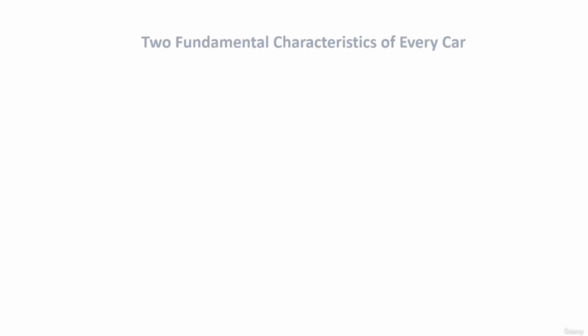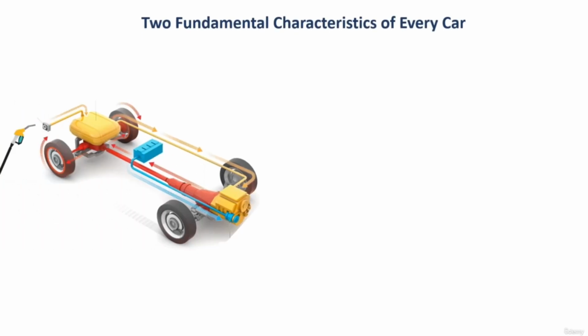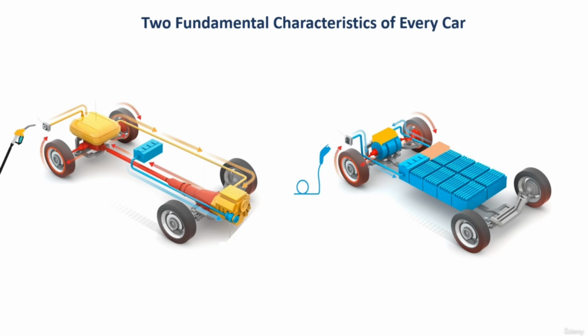In a sense, there are two fundamental characteristics that all cars have that you have to understand. If you do, as I said, everything else falls into place. The first fundamental characteristic is the energy storage. The second fundamental characteristic is the motor. Let's start with the motor. The motor converts potential energy into kinetic energy.